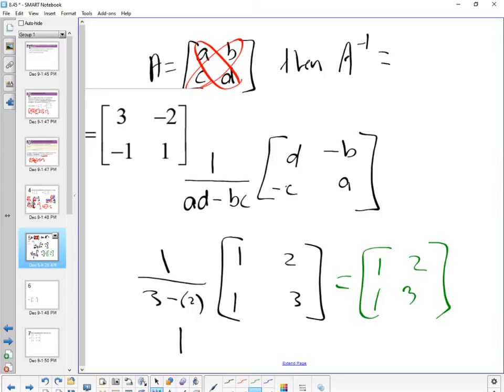Wait, so then A is negative 1. There was another way to do this. Is it easier? This actually isn't really that bad. It's just like plugging stuff in.